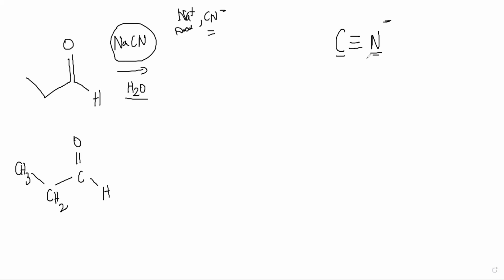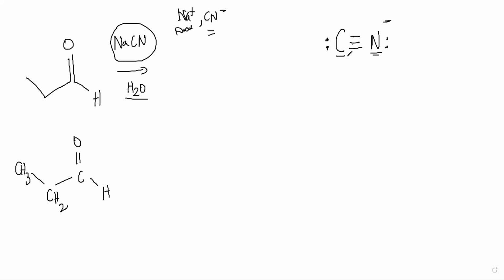So 4, 5, 9 plus 1, 10 electrons. 6 electrons are used up here, so 4 electrons are left. So I will give 2 here and 2 here. That will satisfy the octets for both. And this is the structure of my CN minus.